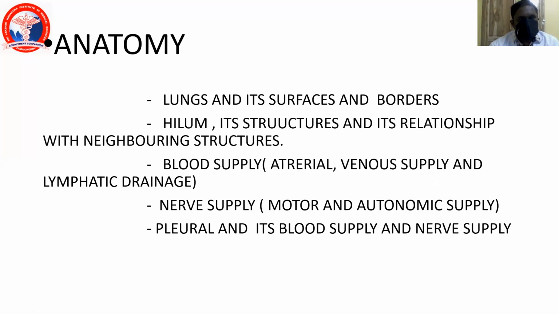We are going to see about lungs and its surfaces and borders, hilum, its structures and its relationship with neighboring structures, blood supply, arterial, venous supply, and lymphatic drainage, nerve supply, motor and autonomic supply, pleura and its blood supply and nerve supply.